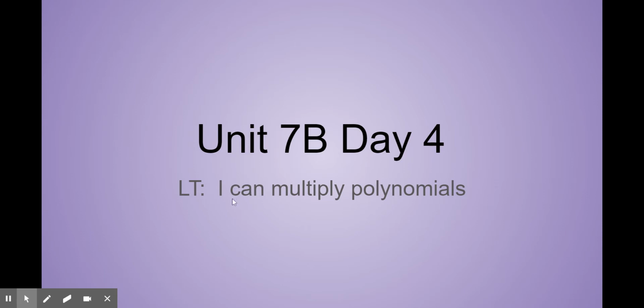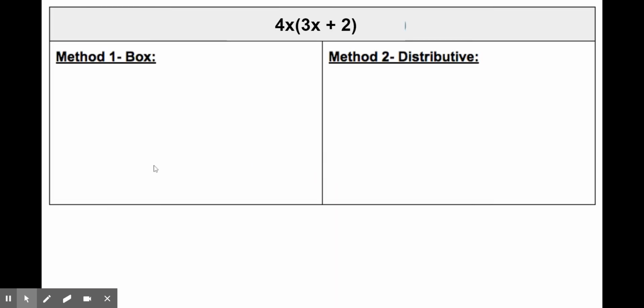Our learning target is I can multiply polynomials. So today we're going to go over taking a monomial times a binomial, times a binomial, and then finally a binomial times a trinomial. We're going to be talking about two different methods as well. We're going to talk about the box method and also the distributive property. So let's get into it here.